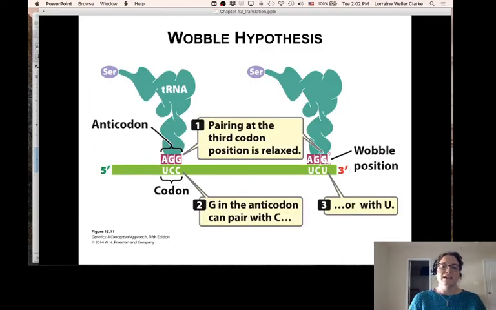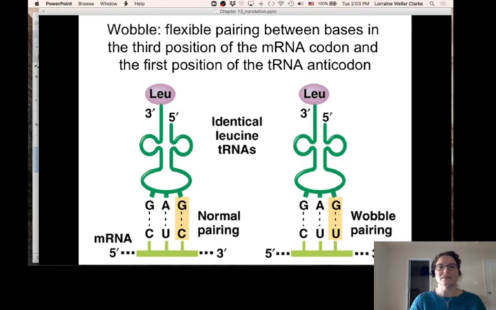Again, this wobble hypothesis is that the pairing of the third codon position is relaxed. This allows one tRNA to wobble and attach to a few different codons, and this is because the first two are more important to the identity of the amino acid than the last one. The last one can wobble a little bit. It can pair with C or with U. A purine cannot bond with a purine, but it can bond with the pyrimidines. Again, this is a flexible pairing in the third position. This allows for there not to have to be so many tRNAs created to match every single one of those, but just enough to get the right amino acids.